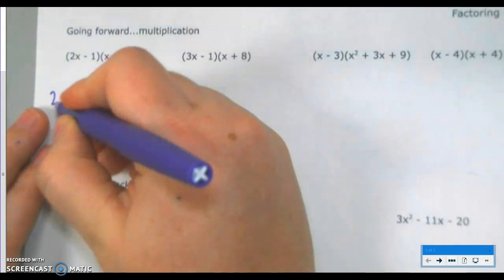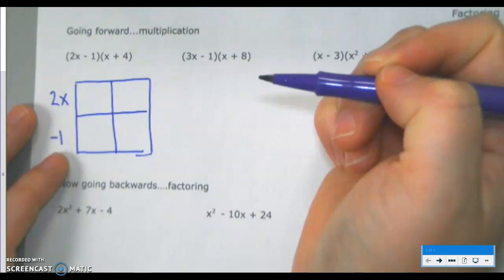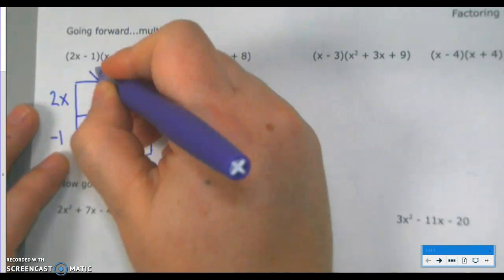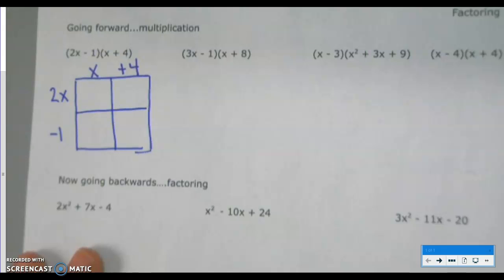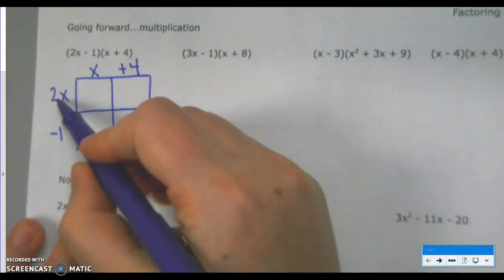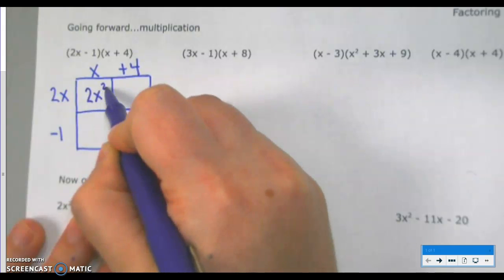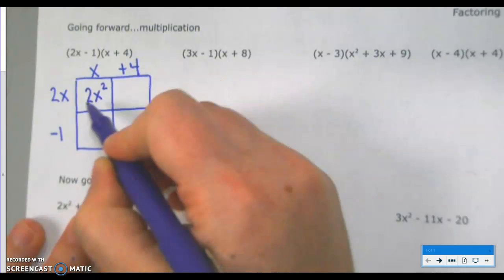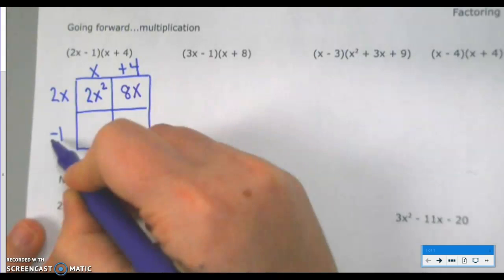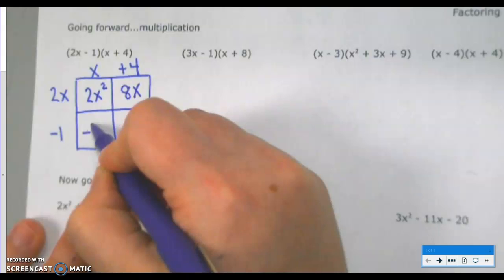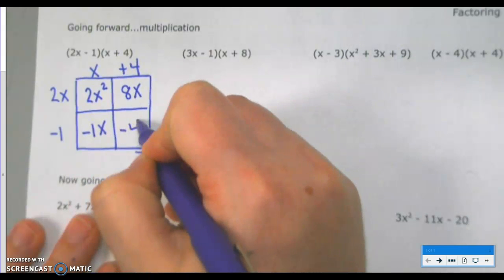So I would take one of my binomials, the 2x minus 1, and put it on the side, x and a positive 4, and put it there. So this first box is the 2x times the x. 2x times x is 2x squared. 4 times 2x is 8x. Negative 1 times x is negative 1x. And negative 1 times 4 is negative 4.